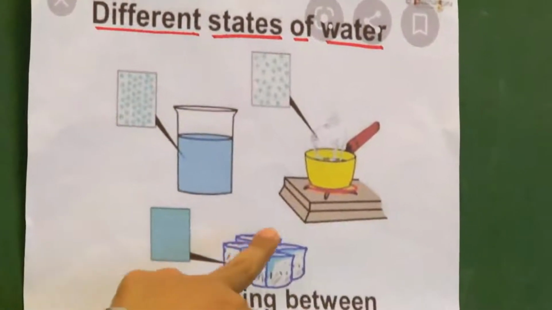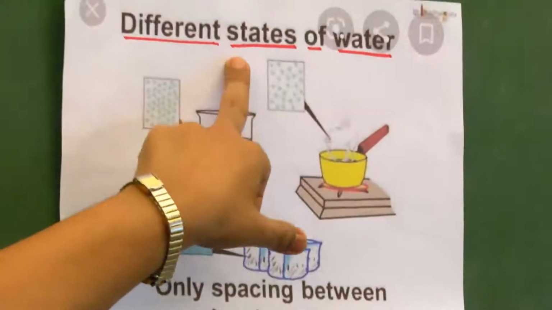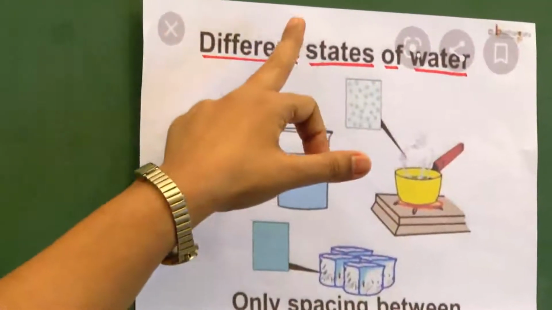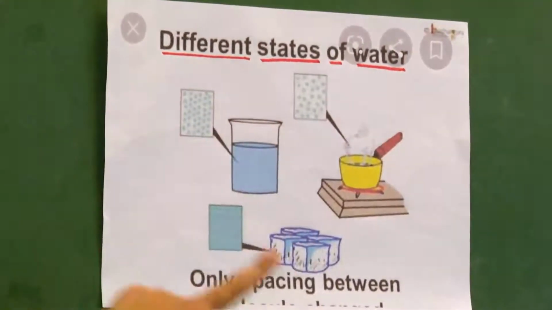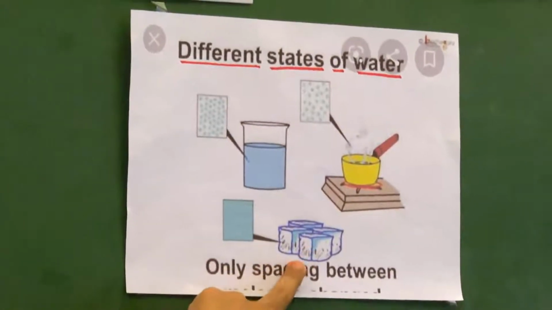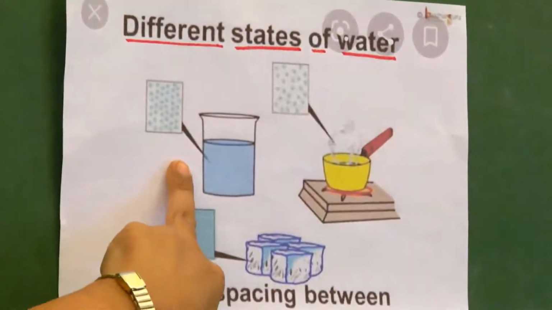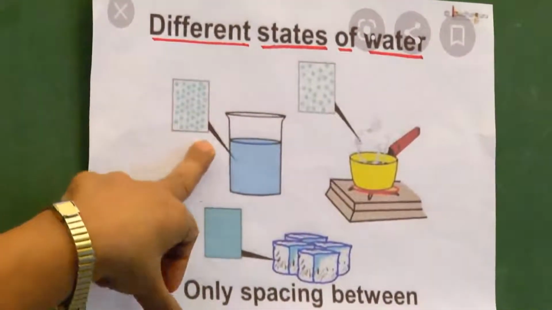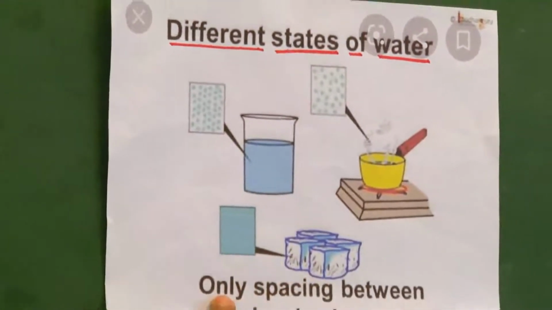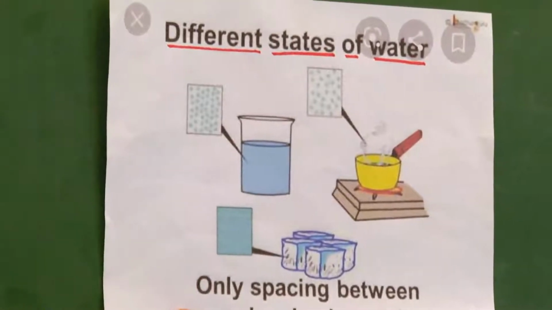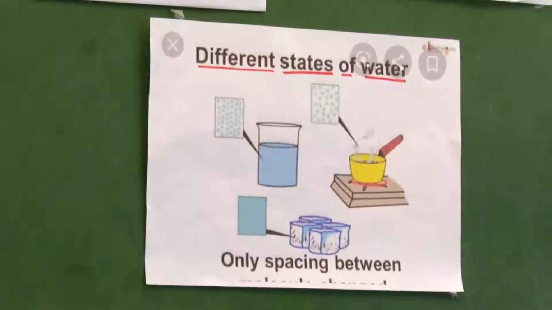So when we boil water, what will it get converted into? It will get converted into steam or water vapor, so it converts from liquid into gas. In the same way, when we consider ice, on melting it will get converted into liquid. And on cooling, the liquid will again get converted into ice. So what about the changes? We are going to observe only changes in the spacing of the molecules.